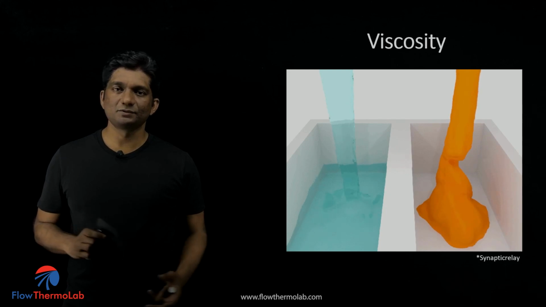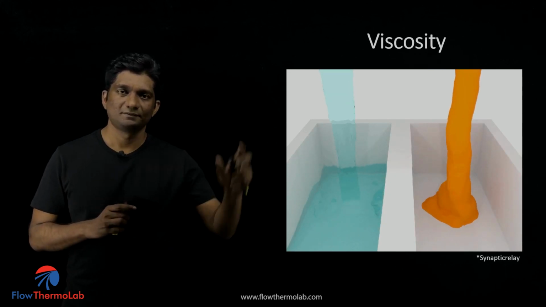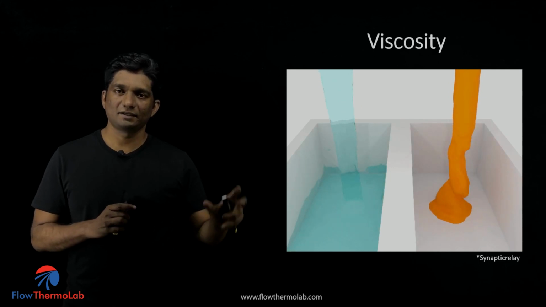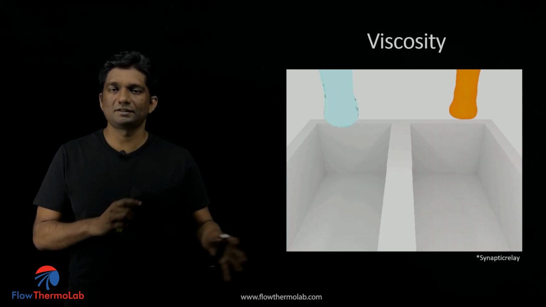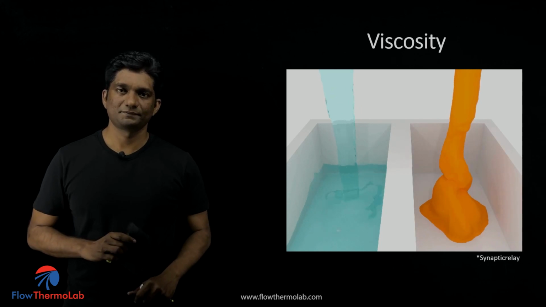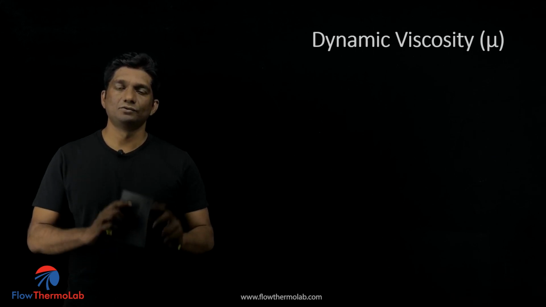So it's very easy to understand, right? Water flows very easily, not much resistance. Honey flows at a slow speed. It is thick. There's a lot of resistance to its movement. Now, there's something called the dynamic viscosity. So when we say viscosity, normally we talk about dynamic viscosity.